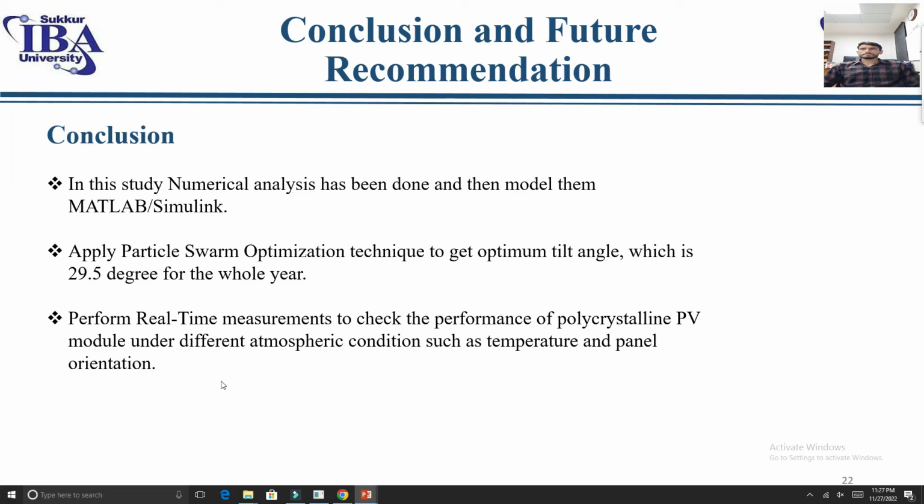So to conclude, in this study numerical analysis has been done and then modeled in MATLAB Simulink. We applied the particle swarm optimization technique to find the optimum tilt angle, and we found for the whole year it is 29.5 degrees for this region, and then performed real-time measurement to see the performance of the PV panels.